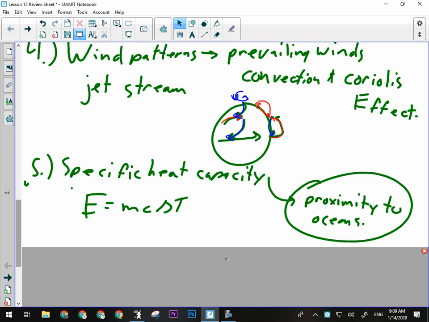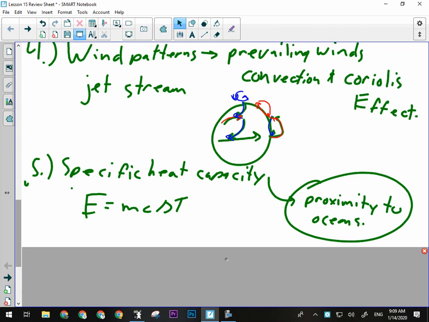Then specific heat capacity. There is one written response problem on specific heat capacity. You guys don't seem to have too much trouble with those kinds of problems. So just make sure you know how to solve them and do a couple for practice.